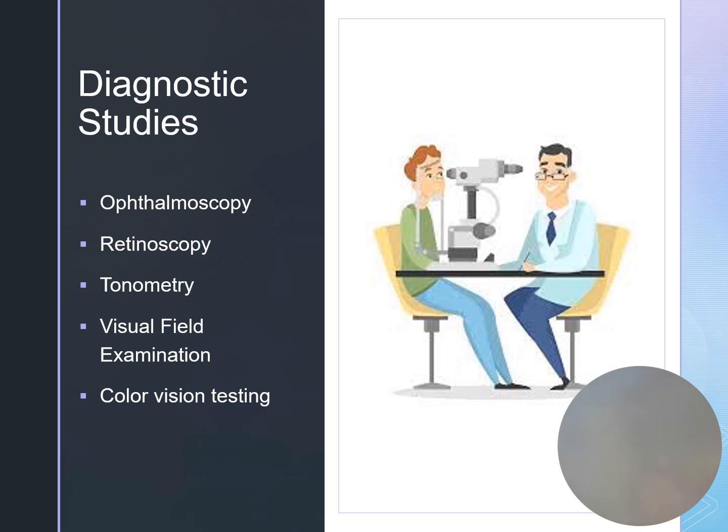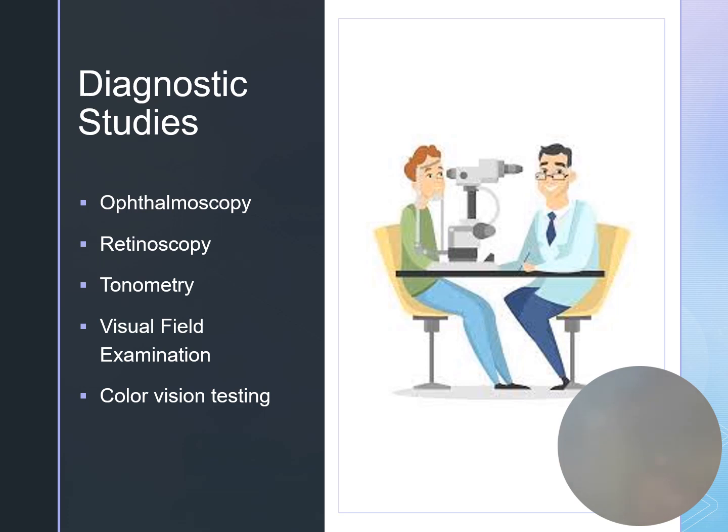We can do the Amsler grid, which lets us know if there are any macular problems. The slit lamp examination will magnify the surface of the eye and helps identify any corneal abrasions, iritis, cataracts, or conjunctivitis. A retinal angiography will help show vascular changes and the blood flow in the eye.